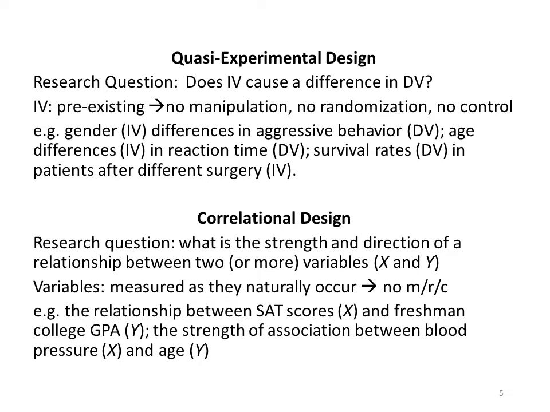And from your data, you might see older people have higher blood pressure, but you cannot draw the conclusion that aging is the cause of high blood pressure. Another example is the SAT scores and college GPAs.